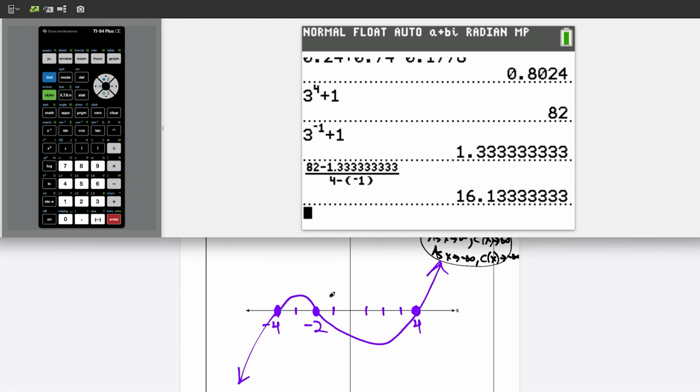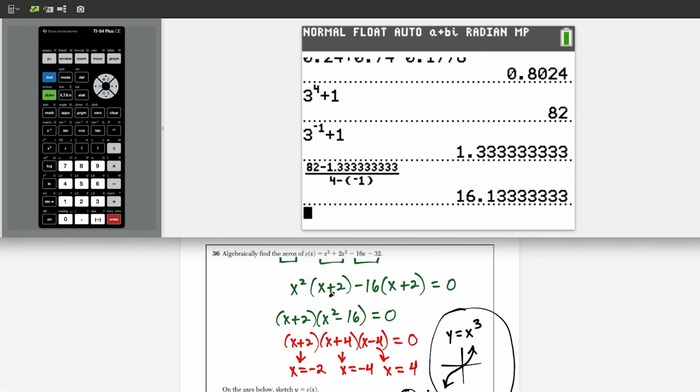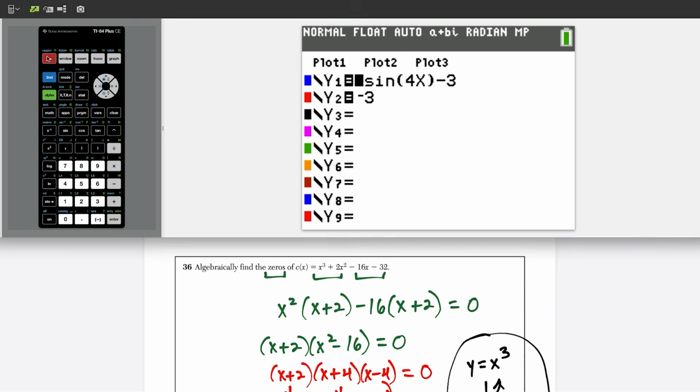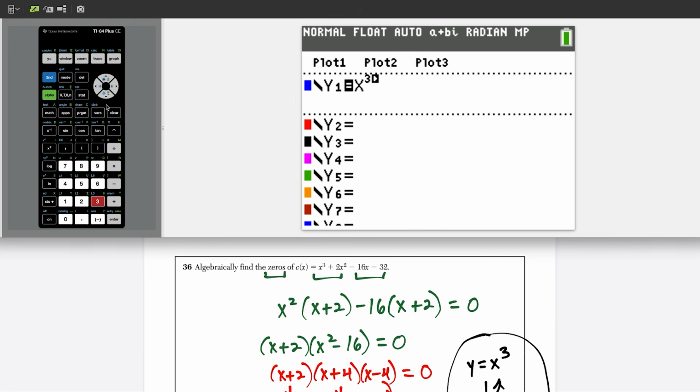But of course, before you go on, you should absolutely check and see that what you graphed matches what the calculator is showing. So we have y equals, and I'm going to go over here to x to the 3rd. So we have x, and then we press the power button, and then to the power 3, and then we have plus 2x squared, and then we have minus 16x, and then at the end we have minus 32.